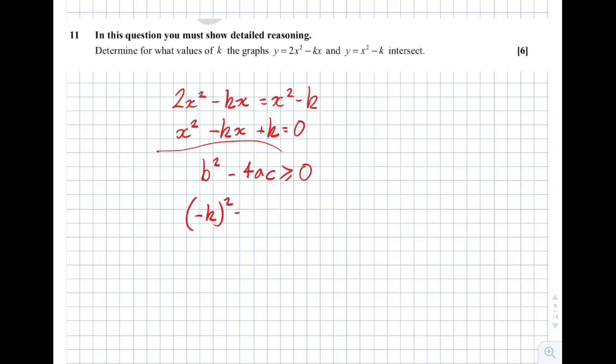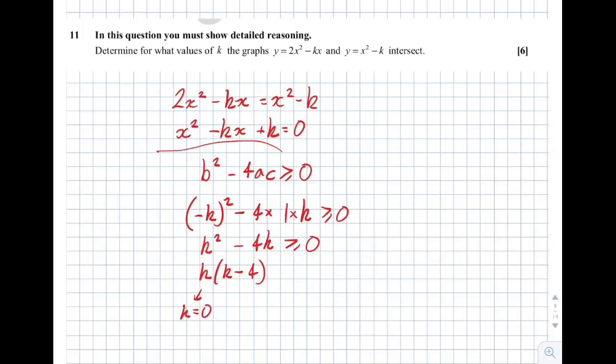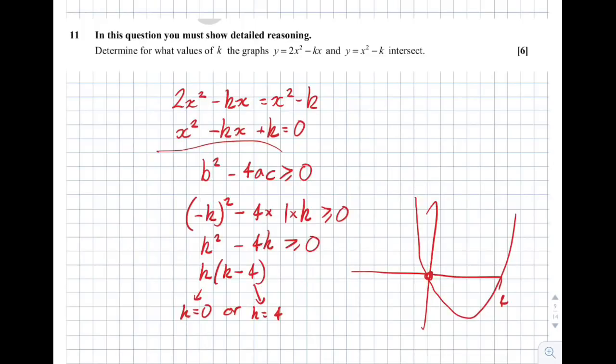So it's b squared, which is minus k squared, minus 4 times a times c. So we've got k squared minus 4k is greater than or equal to 0. Now, this is a quadratic inequality. So what I would do is look at where it equals 0, which we can solve quite easily. We can see that's when k equals 0 or k equals 4, and then try and sketch what it would look like. It's going to cross at 0 and 4, and we want to know when it is greater than 0. So that's going to be k is less than or equal to 0, or k is greater than or equal to 4.